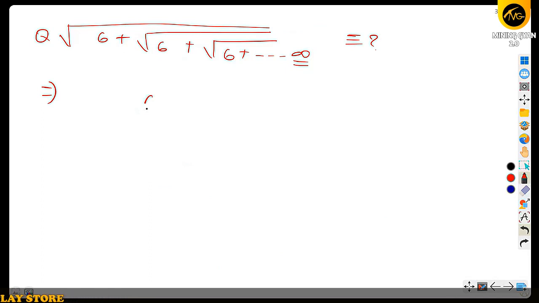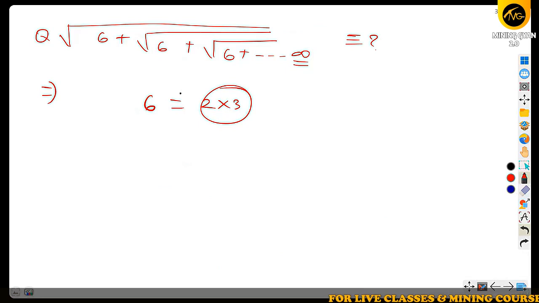It means we can easily write 6 equals 2 into 3, right? We can easily break down the 6 in the form of 2 into 3. That means any number which can be broken down into its factors, we can easily find the answer of this type of question. Now if the available sign is plus, that means we have to choose the bigger number, that is the 3. So in this case the answer is 3.